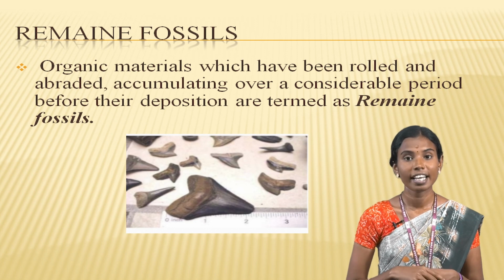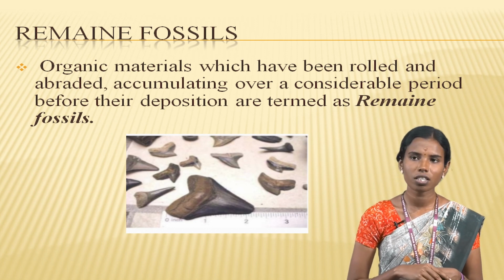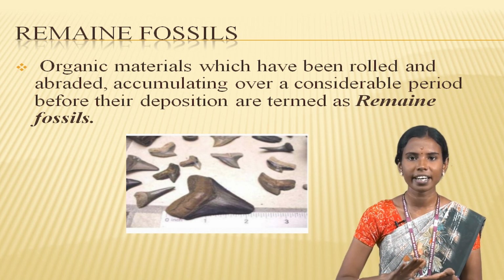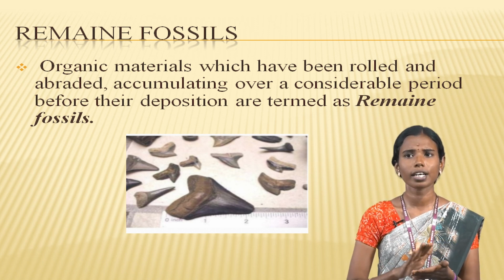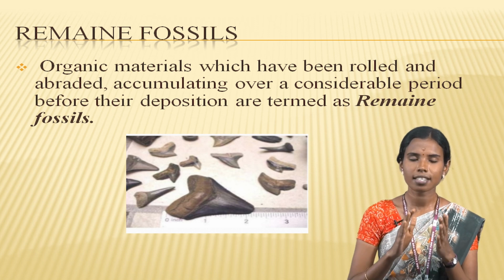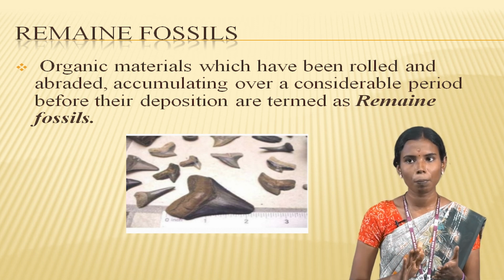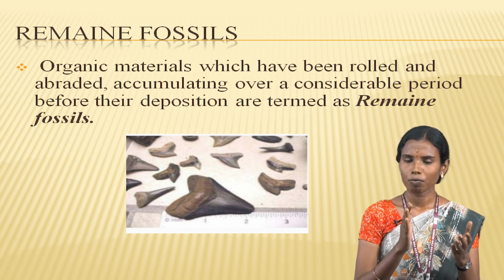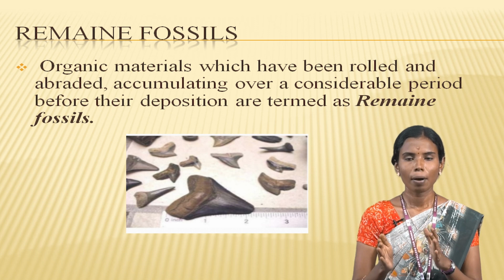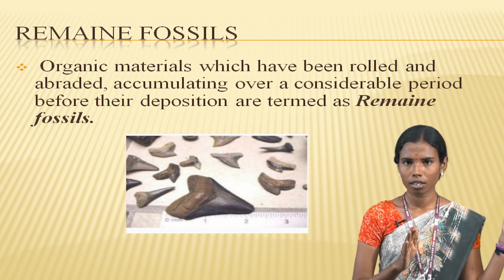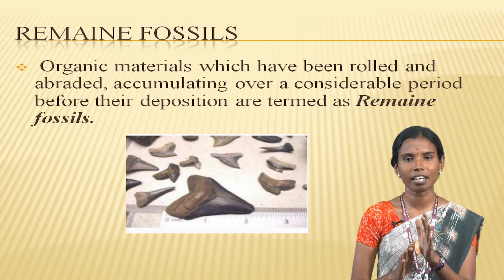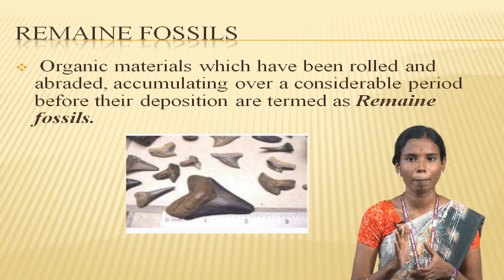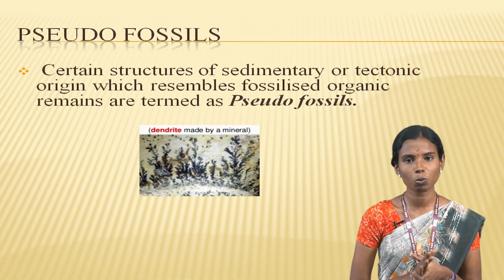Next we will see about the remaining fossil. Remaining fossil means organic material which has been rolled and abraded. Abraded means eroded, and accumulating over a considerable period before its deposition, it is known as a remaining fossil. Before it was deposited, it traveled over so much area. That is called a remaining fossil, and the best example for a remaining fossil is McLaren.